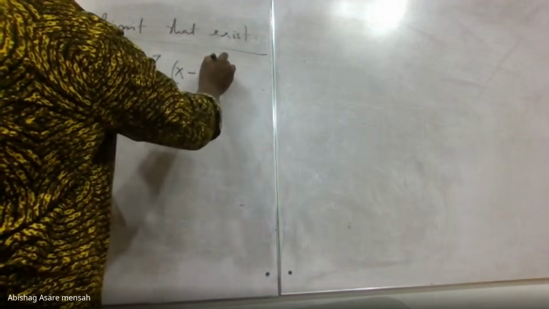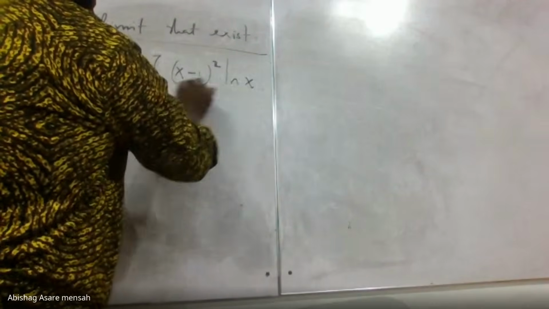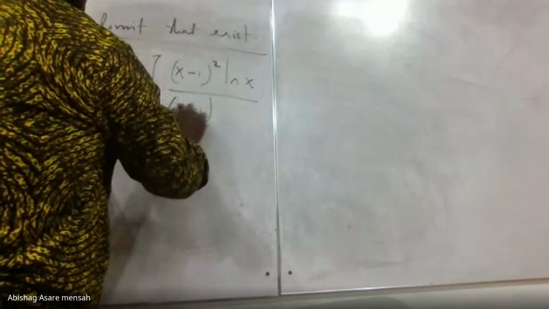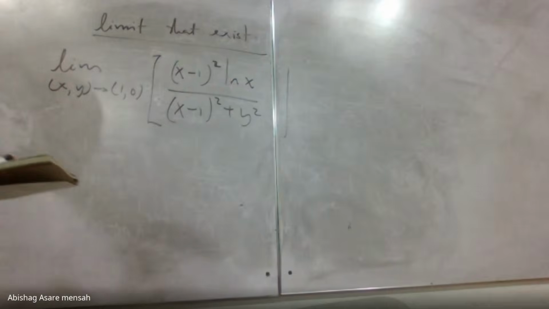So this time we have x minus 1 all squared, then x of x minus 1 all squared plus y squared. We have to show the existence of this limit.